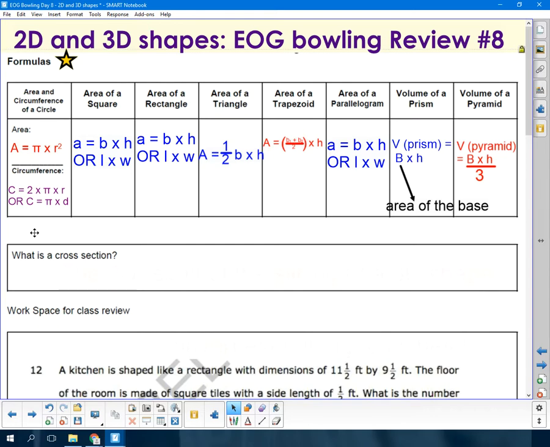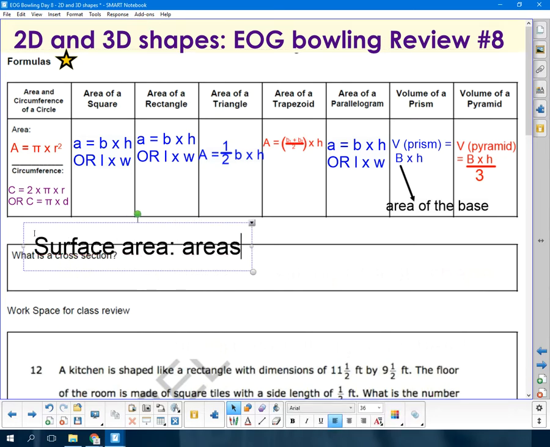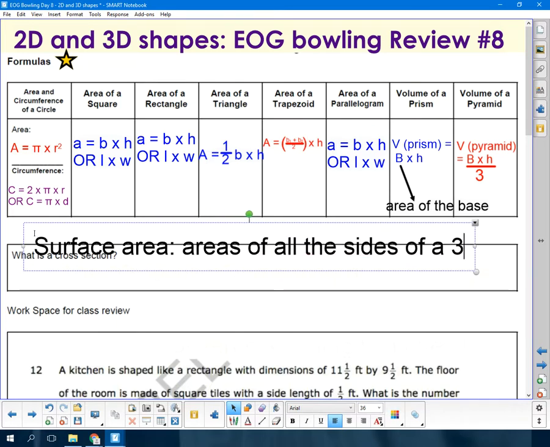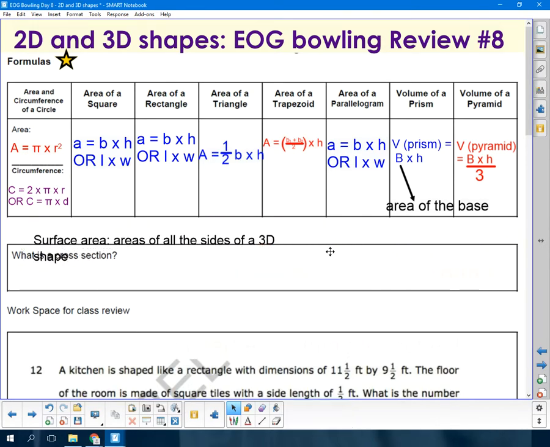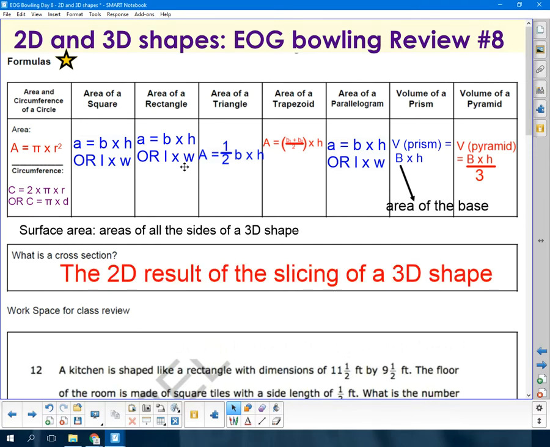We also talked about surface area. If you want to write this in there, that is the areas of all the sides of a 3D shape. We definitely talked about all those formulas. We even talked about cross sections when we talked about Play-Doh. We said that was the 2-dimensional result of the slicing of a 3-dimensional shape. That's a bunch of formulas for you to write down. Thank you for paying attention to that.